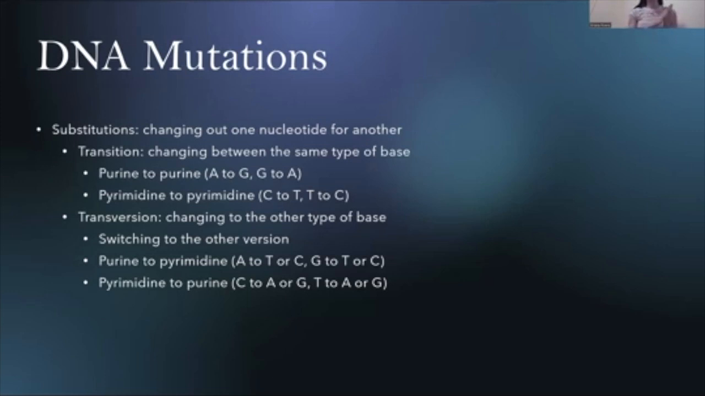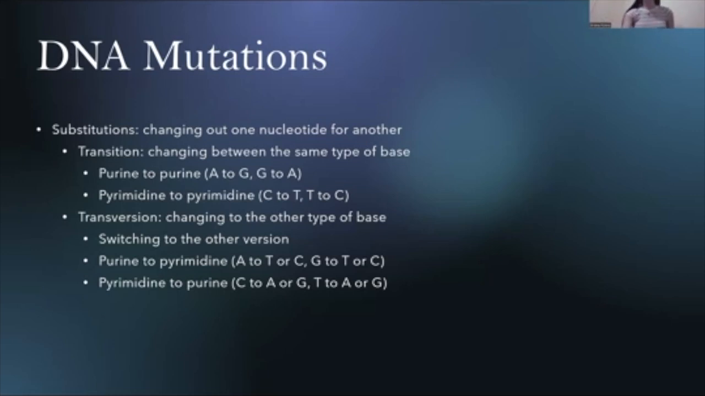Transversion is going to the other type of base, switching to the other version. The way that I remember transversion is that it switches from one version to the other, and transition just must be the other option. So transversion would be going from purine to pyrimidine or pyrimidine to purine, and you can see the examples of that there. So that's a substitution.